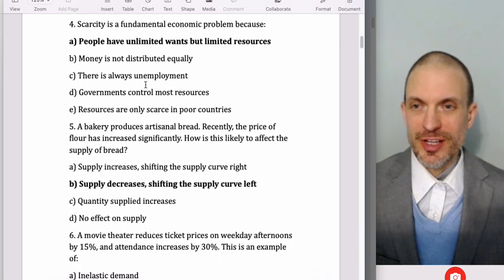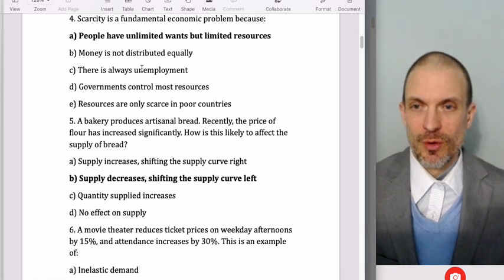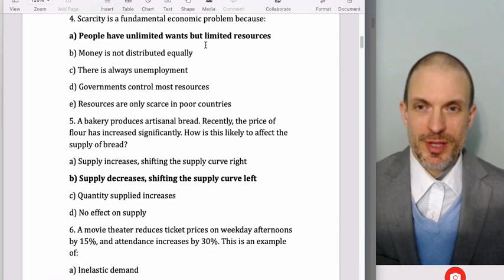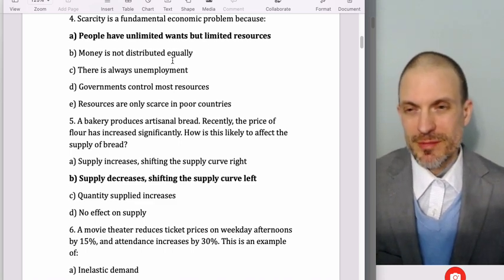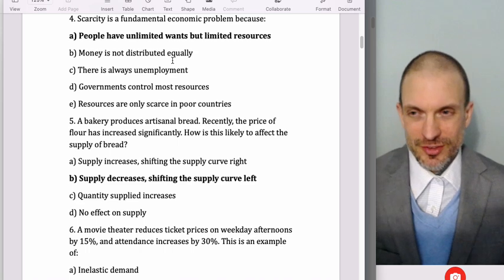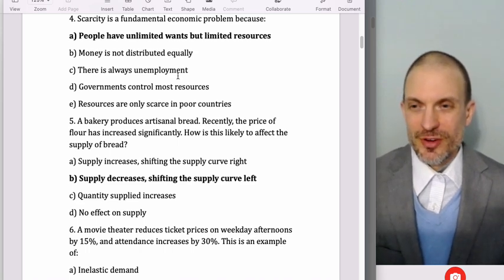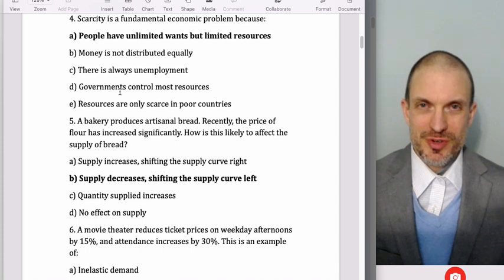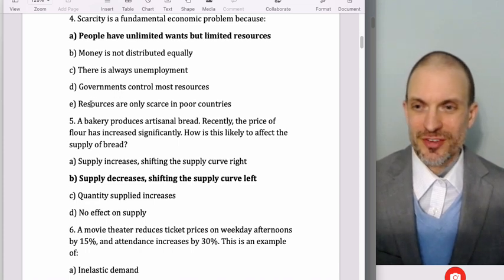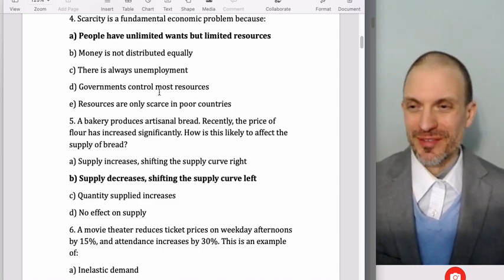All right, so scarcity is a fundamental economic problem. Why? Well, because we have unlimited wants and we have limited resources. Money's not distributed equally. Well, so that actually isn't scarcity. There's always unemployment. Again, not scarcity. Governments control most resources. Still not scarcity. Resources are only scarce in poor countries. Not true. Scarcity exists anytime when you have more wants than resources available, right?